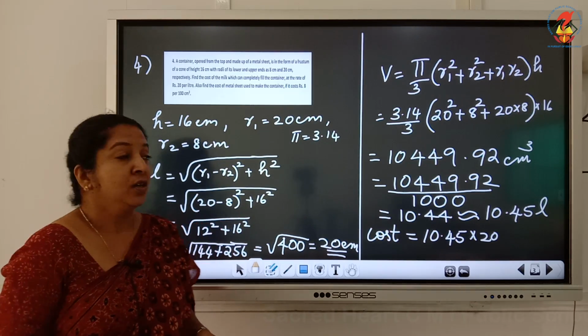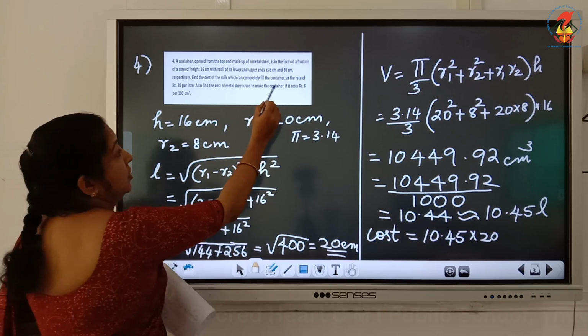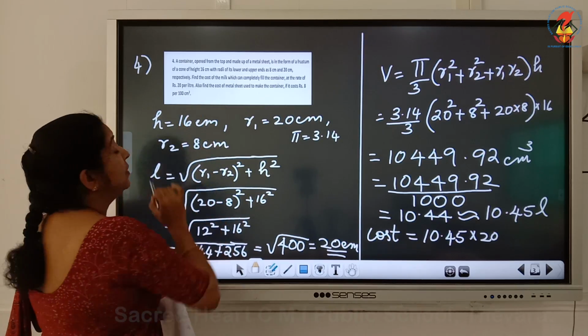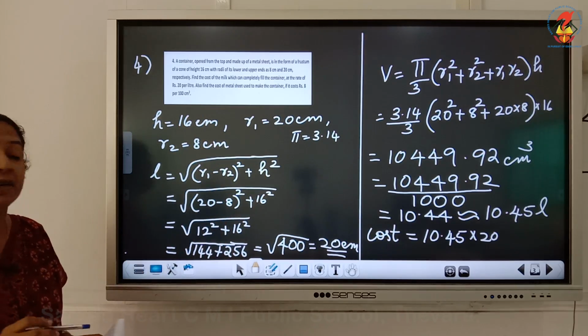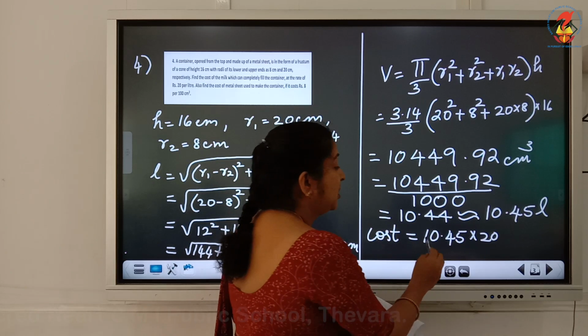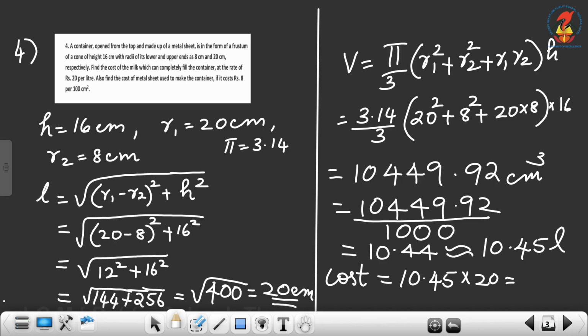approximately. So, the cost at the rate of 20 per liter, so cost is 10.45 into 20, which is equal to rupees 209.